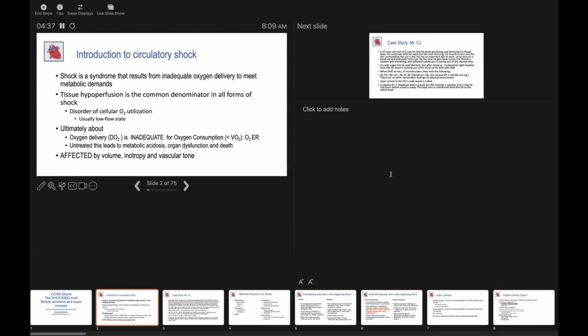That's going to be incredibly and profoundly important when we're evaluating our patients. And we know that when you have circulatory shock, your number one focus is to restore perfusion. You restore perfusion by administration of volume, by administration of inotrope, and by enhancing vascular tone. So volume, inotrope, vasopressors.